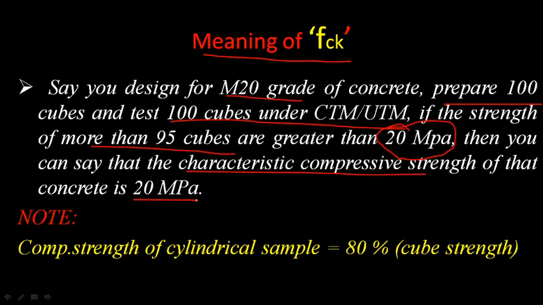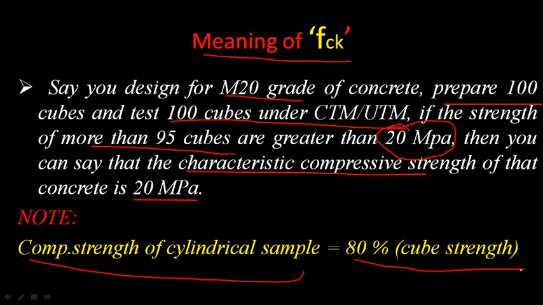M20 means 20 MPa or 20 Newton per mm square. So this is the actual meaning of the characteristic compressive strength of a concrete. As I told you at the initial stage of this class, samples can be prepared in the shape of cubes or cylinders. If we compare the strength of cube and cylinder, the compressive strength of a cylinder sample is 80% of the compressive strength of a cube sample.